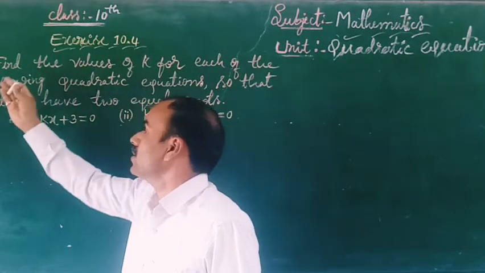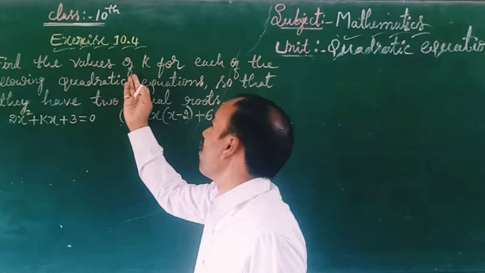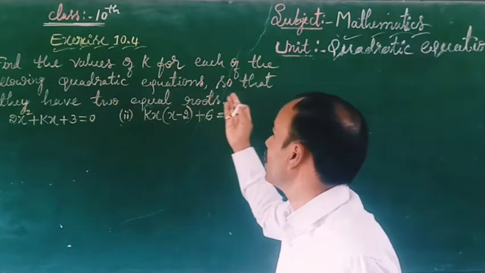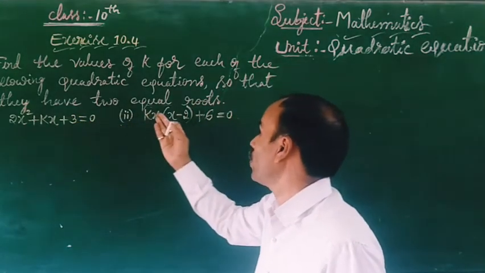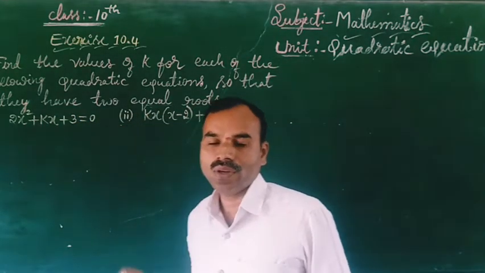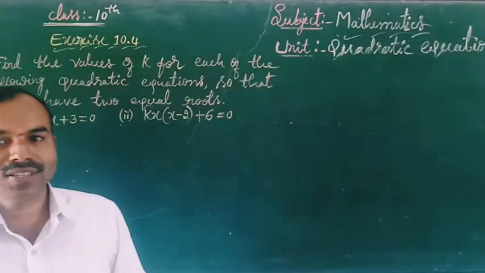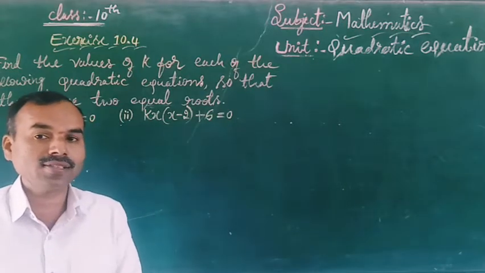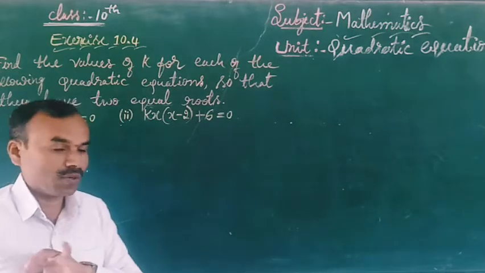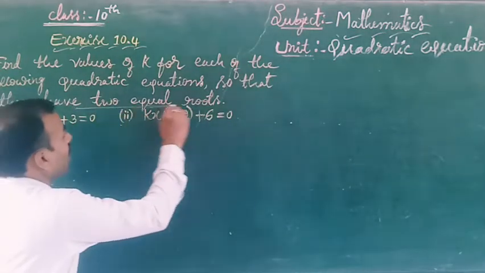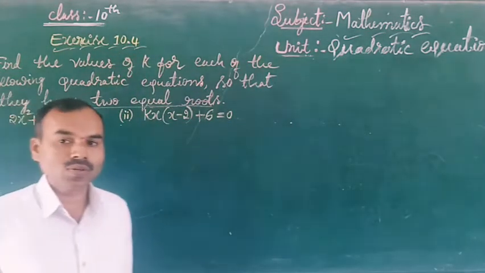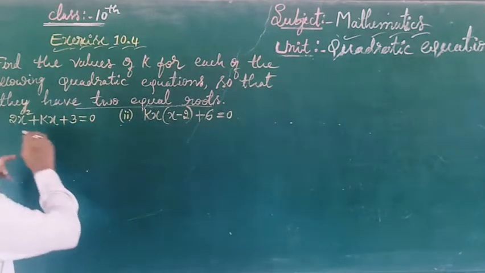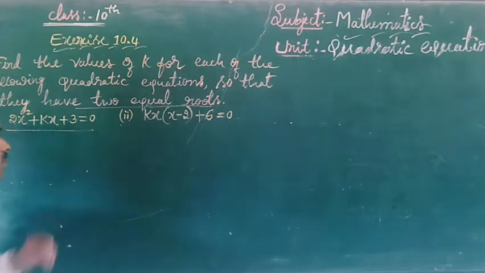Exercise 10.4. Find the values of k for each of the following quadratic equations so that they have two equal roots. We already know the nature of the roots of a quadratic equation: delta equals 0, delta greater than 0, delta less than 0. If they have equal roots, then delta equals 0. By using that, we find the value of k here.